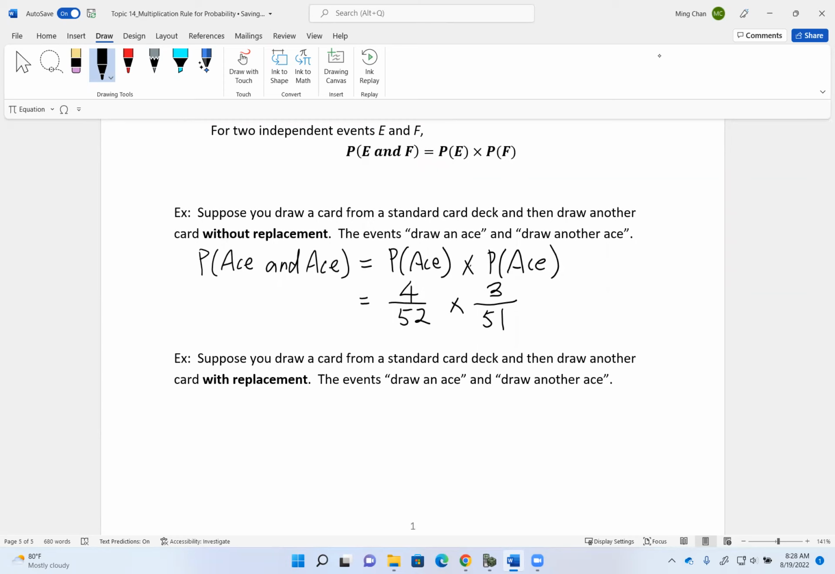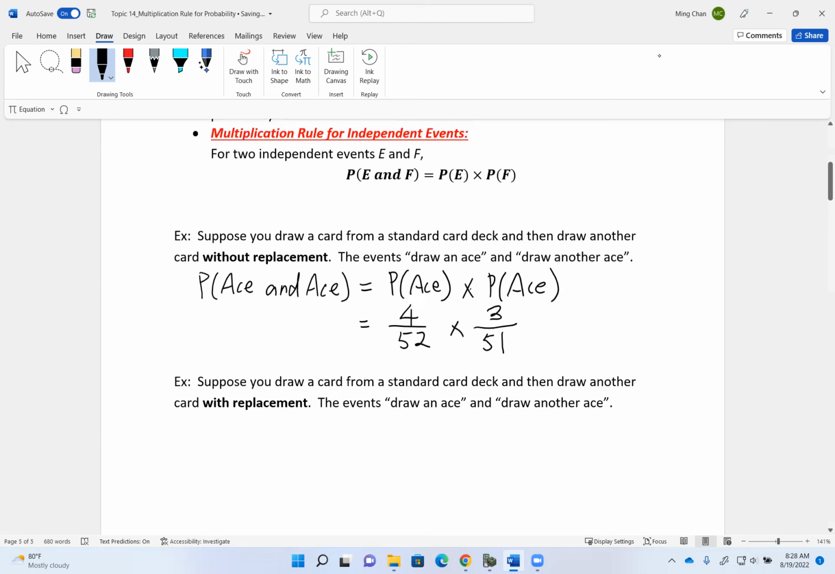So this is what I mean by without replacement, or the two events are dependent on each other. So 4 times 3 is 12 out of 52 times 51 is 2652. Right, so that will be your answer. So that's the probability of drawing an ace and then drawing another ace without replacement.